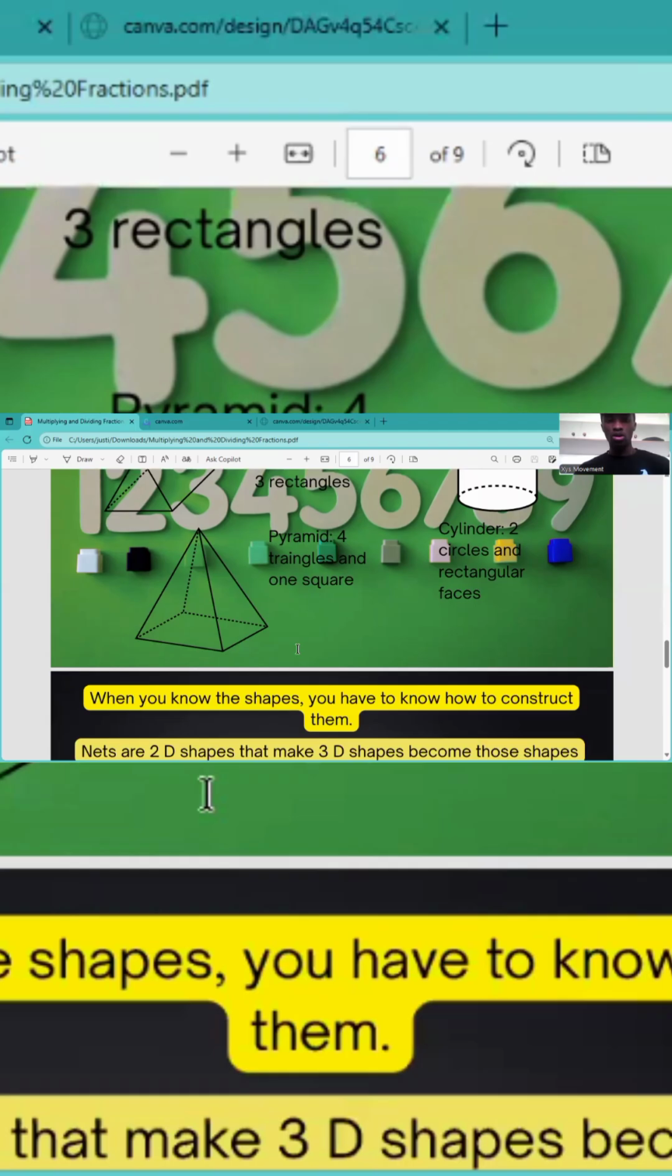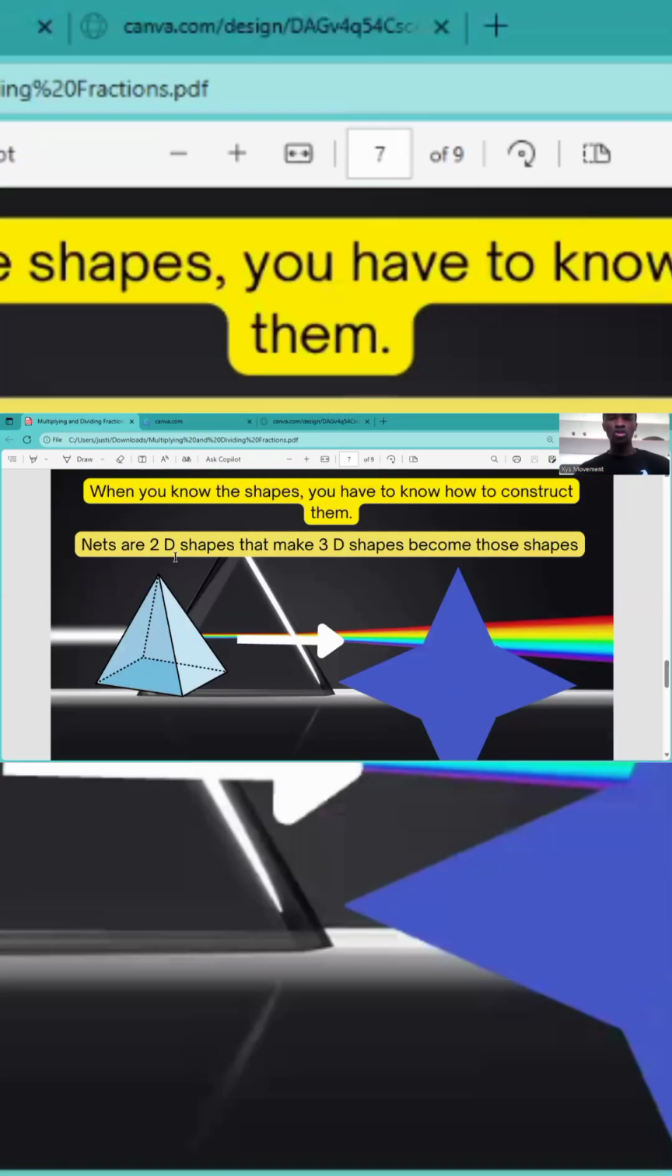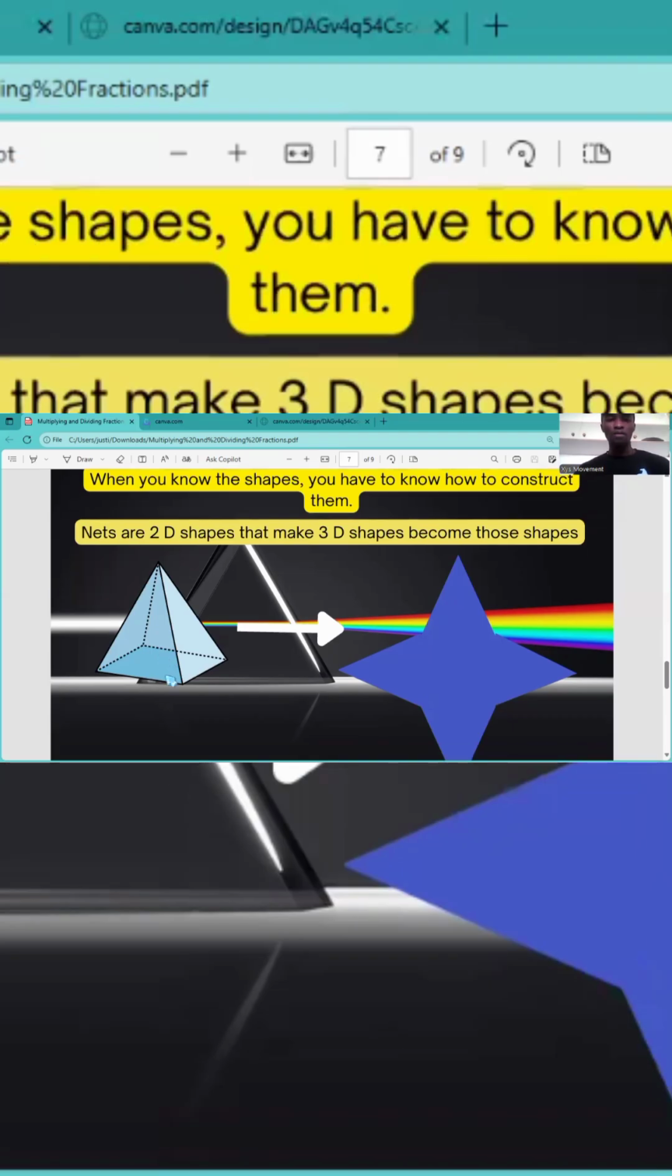Now, when you know the shapes, you have to know how to construct them from scratch, meaning how to turn a 2D shape into a 3D shape. This is where nets come in, because nets are 2D shapes that make 3D shapes become 3D shapes, meaning the 2D shapes that you take and assemble together become 3D shapes. Now let's look at this pyramid. As I've said in the previous slide, it is made out of a square and four triangles.